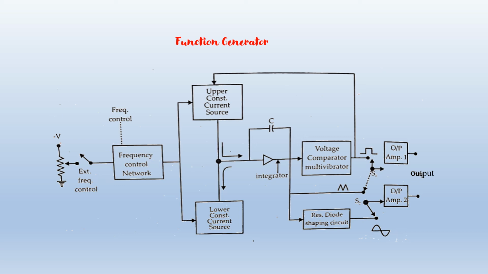This function generator provides sine wave, square wave, triangular wave with frequencies from hertz to certain kilohertz or megahertz. This is the application of function generator. One more application is that it can be phase locked to a frequency standard. Its output waveform is generated with the accuracy and stability of the standard source. So this is all about function generator.